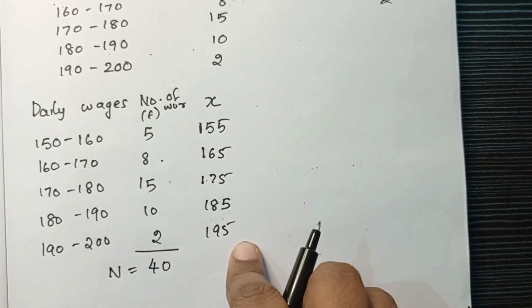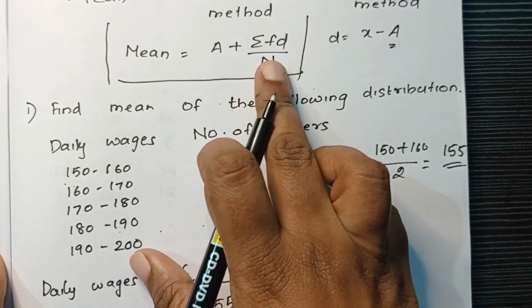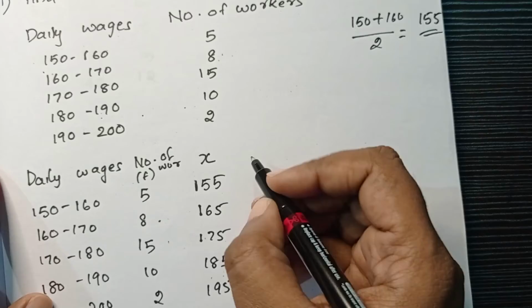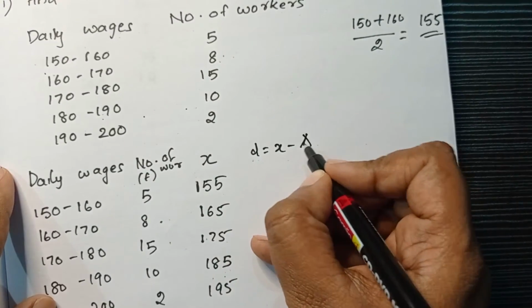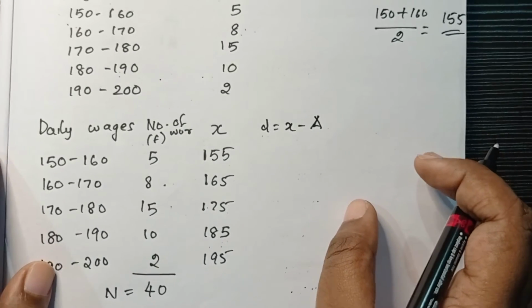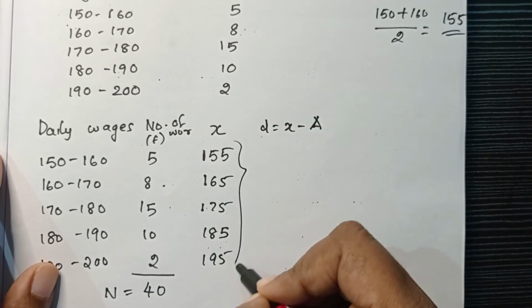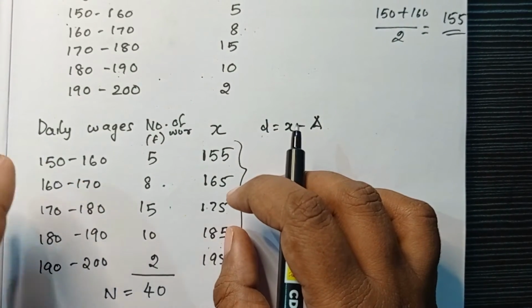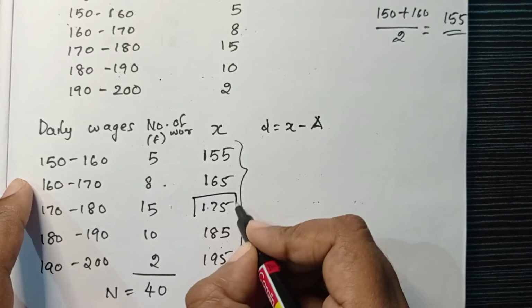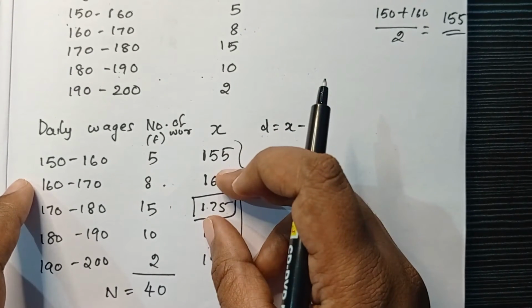Okay, now we don't have to find the total of this. Instead we are going to use this formula, d equal to x minus a. Now we have to take a value from here. From here we are going to take one assumed mean value, and whenever you are trying to take any assumed mean value, try to take the mid value. Even if it is even numbers, you take some mid value.